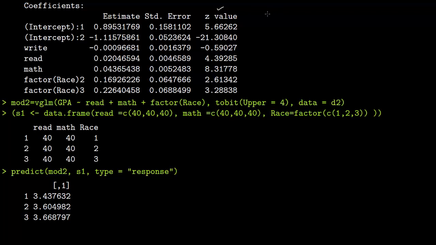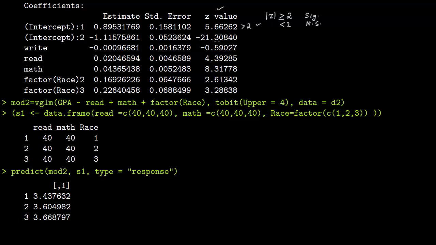Absolute value means if it is negative, you drop the negative sign in front of it. If it is positive, you keep it as such. So you take the absolute z value and check if it is greater than or equal to 2. If it is greater or equal to 2, you take it as significant. If it is less than 2, then it is not significant. So notice this is 5.66. This is greater than 2. So this is significant. This was positive, so we did not do any change.